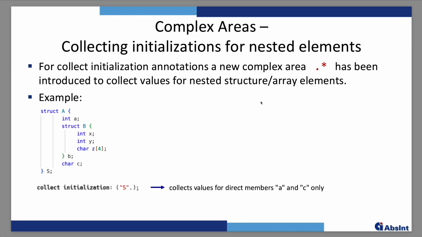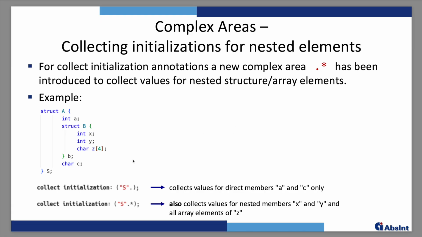Now we are introducing the dot star complex area. That means if you now say collect initialization as dot star, it will additionally also collect values that are written to nested members X, Y, and also all array elements Z.